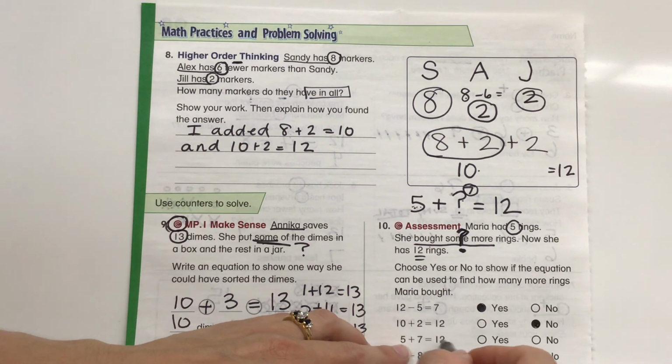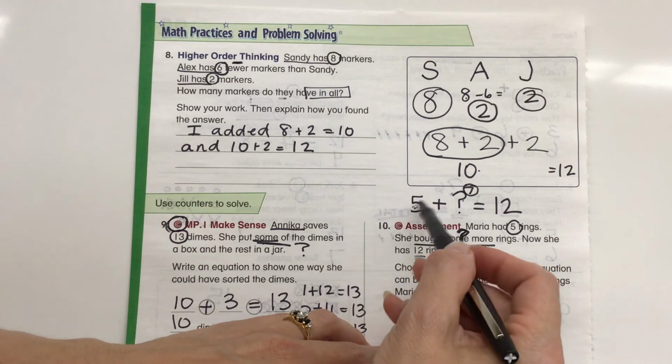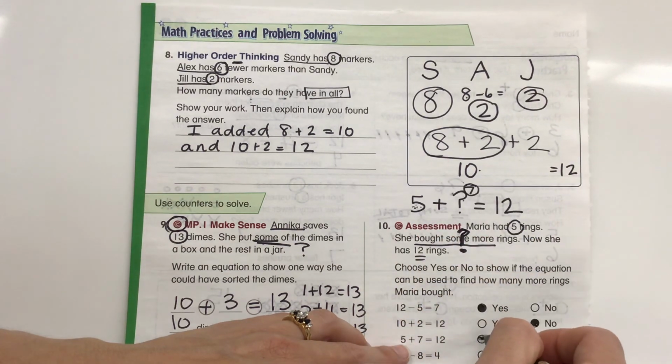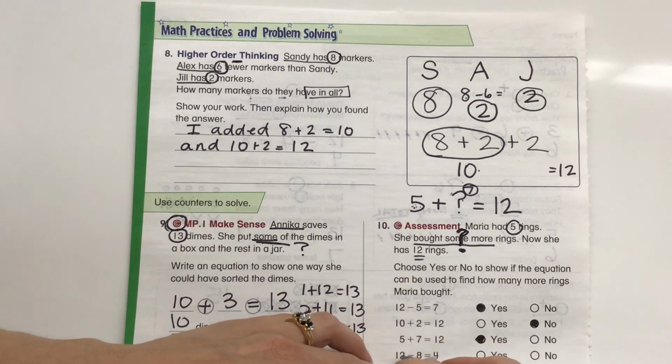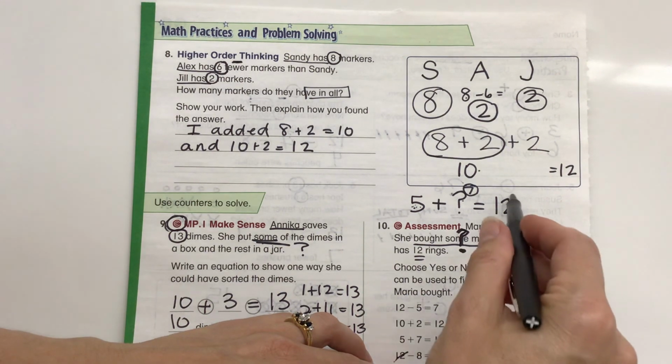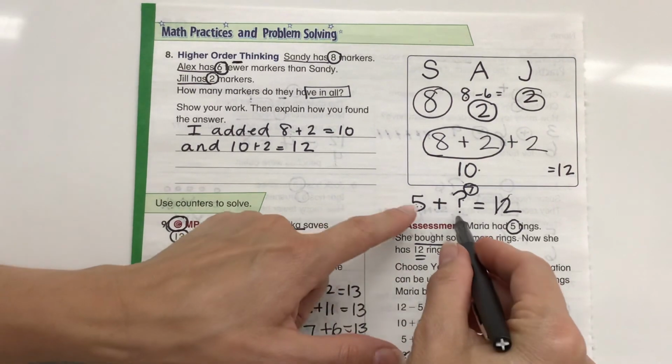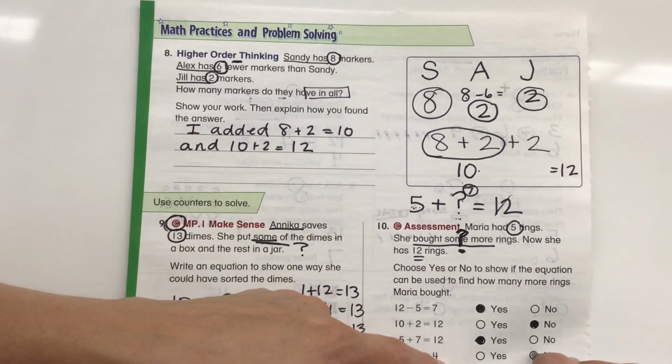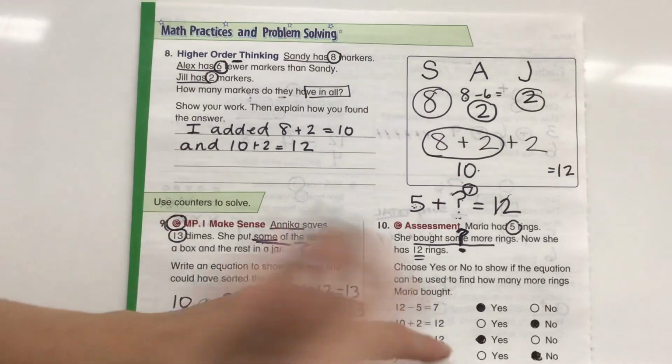Okay? 5 plus 7 equals 12. Well, that's exactly what we did. 5 plus 7 equals 12. So that's a yes. And then 12 minus 8 equals 4. Well, we have a 12. But 8 and a 4, we have a 7 and a 5. So that one, unfortunately, can't help us solve it.